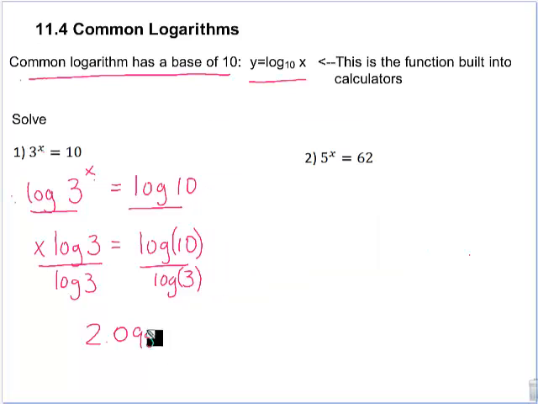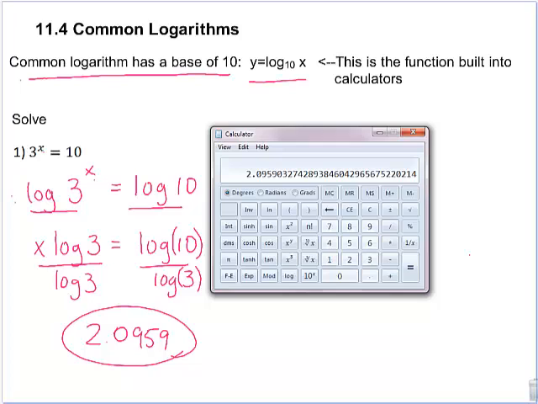2.0959. Okay, so once again, to get that answer, we had to take the log of 10, and then we had to divide it by the log of 3. And when we actually divide that out, we get 2.0959 for our final answer. Okay, let's move on then to our second example.